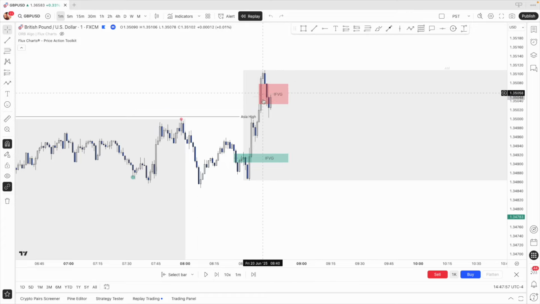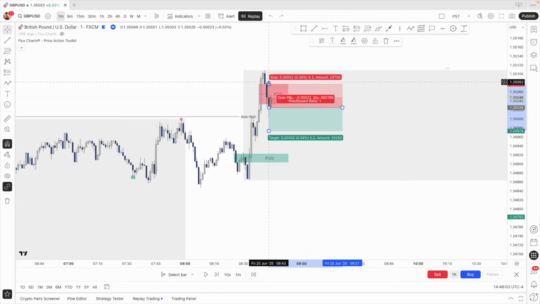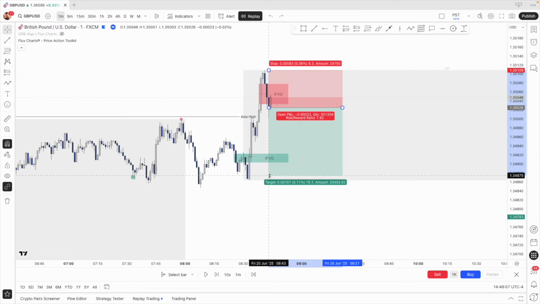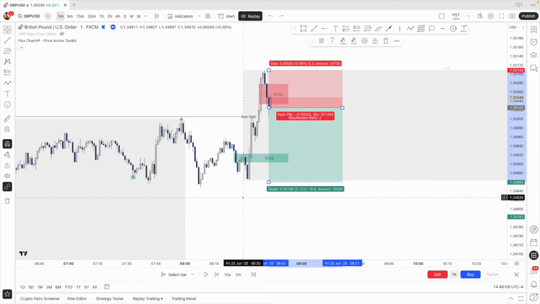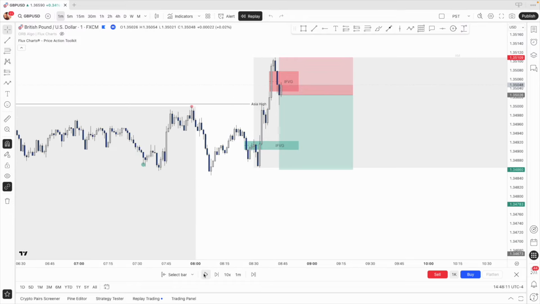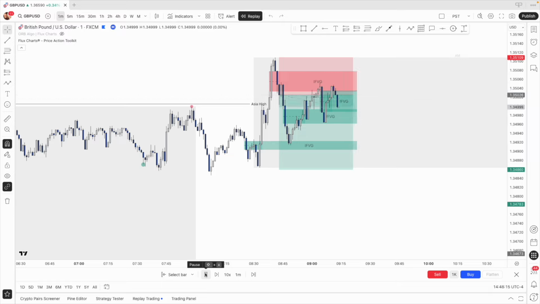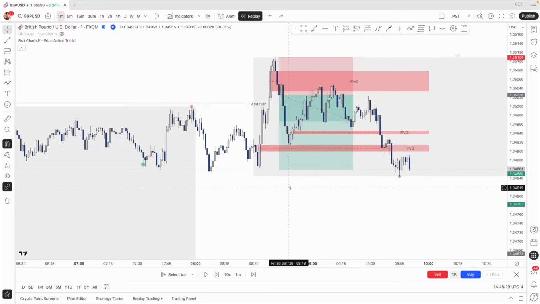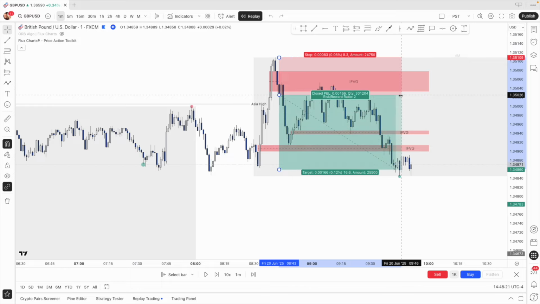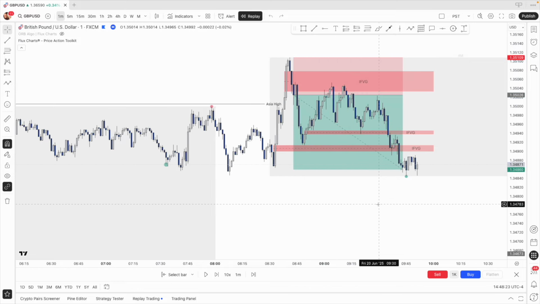There you go. So there we have our inverse fair value gap. You can enter your short position right over there on the close, stops above this high, and you can target a fixed 1 or 2 risk to reward. And let's see how this one plays out. And as you can see, we got our TP right over there.